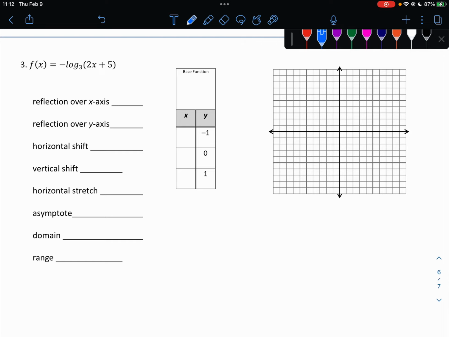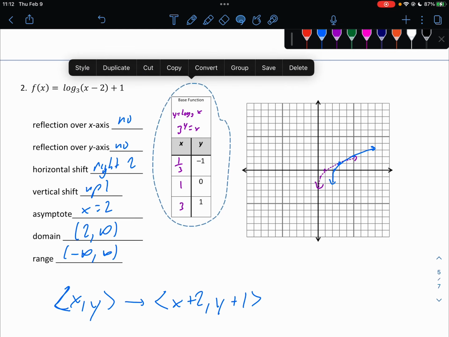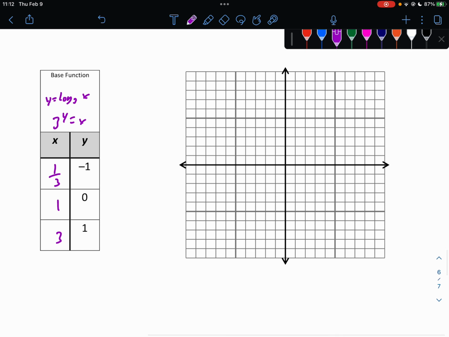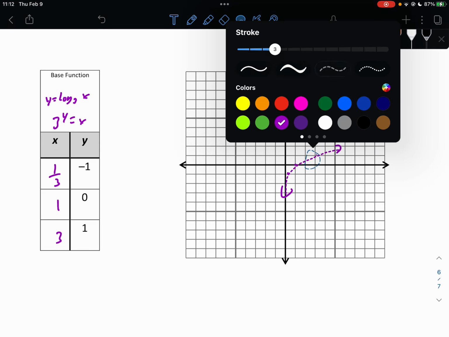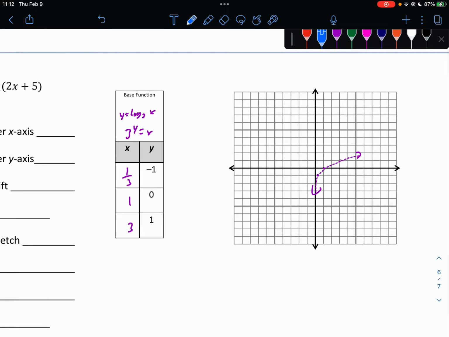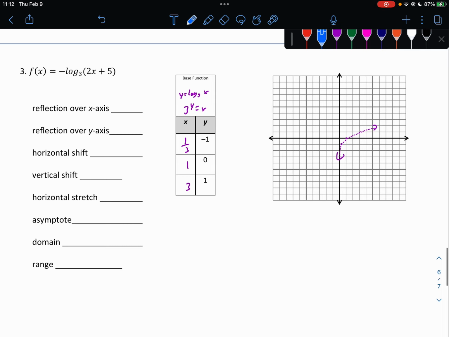Third one, our base here is the same, log base 3. So I'm doing a little cheating here. Work smarter, not harder, right? So my 3 points for my parent function are going to look the same as last time. Okay, so now reflection over the x-axis. Is there a vertical reflection? There is. There's not a horizontal one.